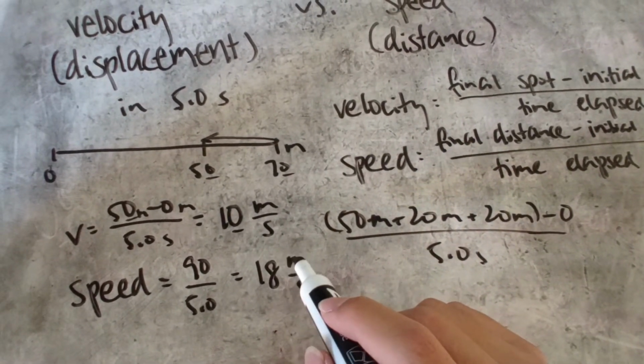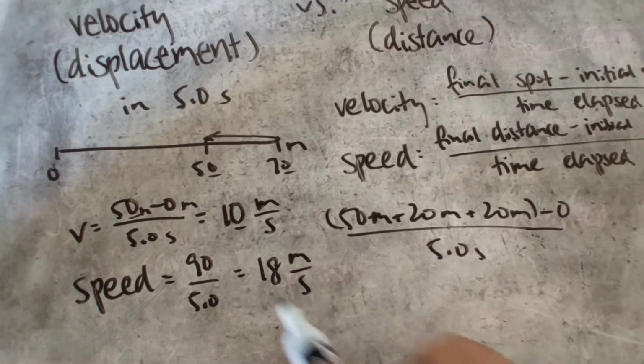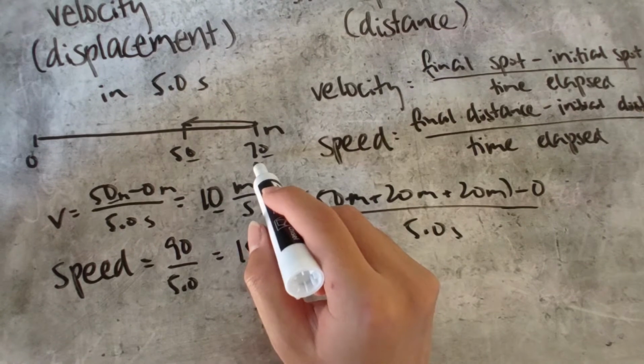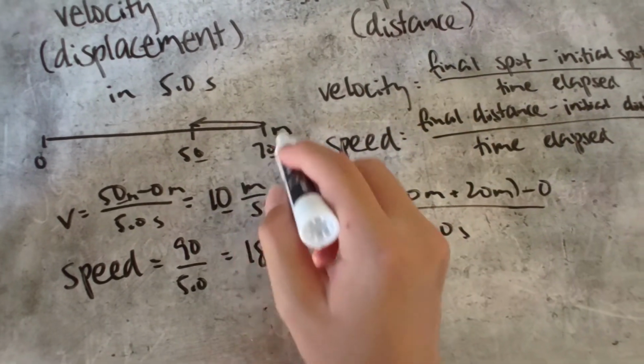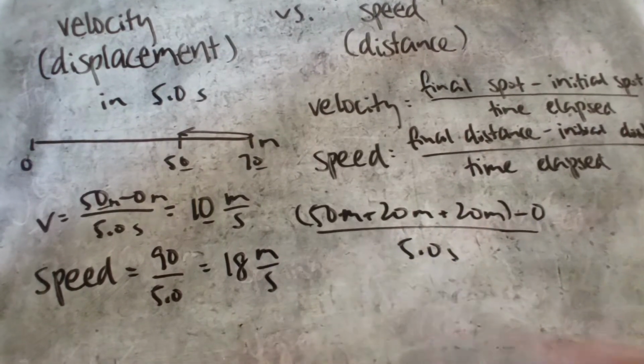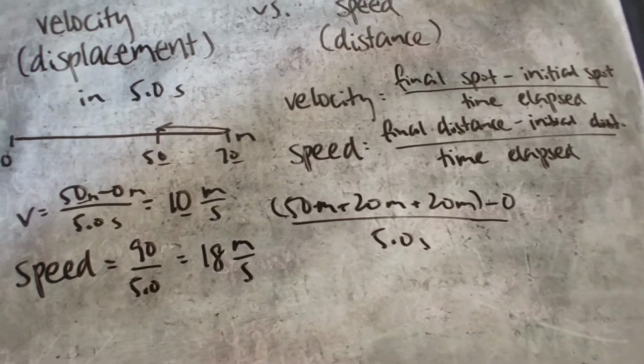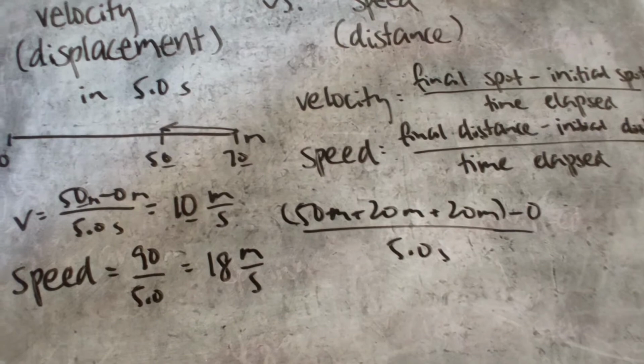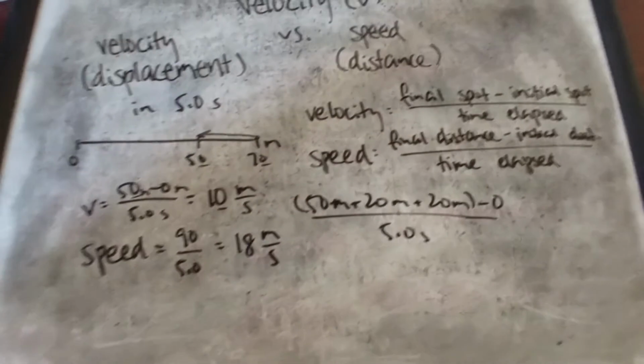Meanwhile, if you calculate the speed, which is the total distance traveled, it's going to be 50 plus 20, which is from 50 to 70, plus the 20 again, which is on the way back, which is 90, which is the total distance traveled, minus 0, which is the initial distance, and all that's over 5, so the speed would be 18 meters per second.